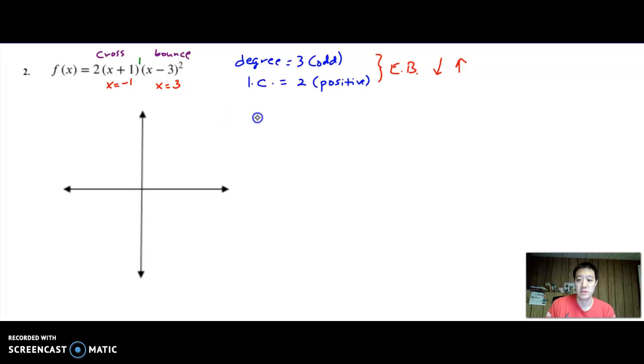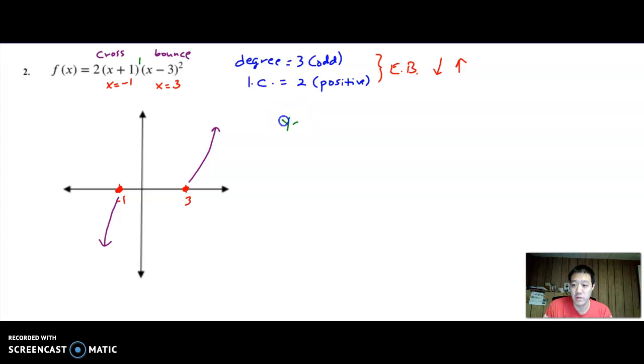Okay. So I'm going to first plot my x-intercepts, at -1 and 3. And then since my end behavior is down up, at my leftmost x-intercept, which is -1, I'm going to draw a down arrow here. And then at 3, my rightmost x-intercept, I'm going to draw upward. It's going up.